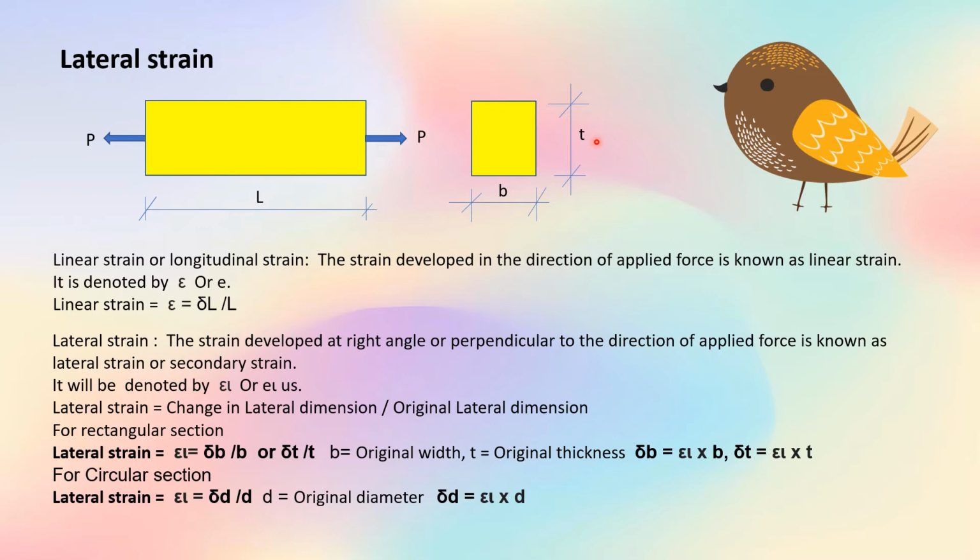And if the force P is compressive in nature, and due to compressive force delta L is decreasing in length, then there will be increase in the width, delta B, and increase in the thickness, delta T, or if it is delta D, there will be increase in the diameter.